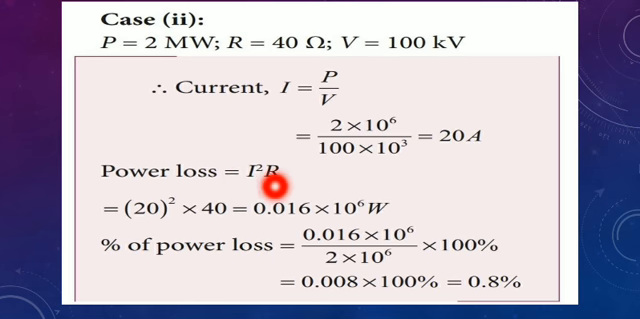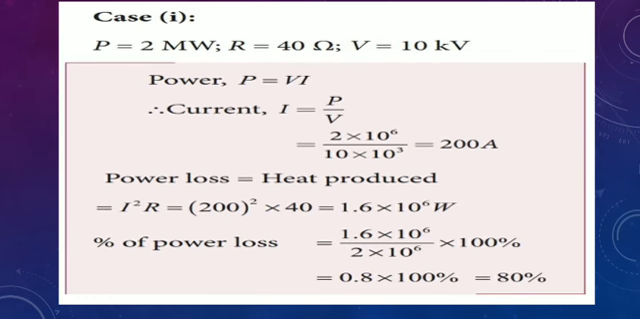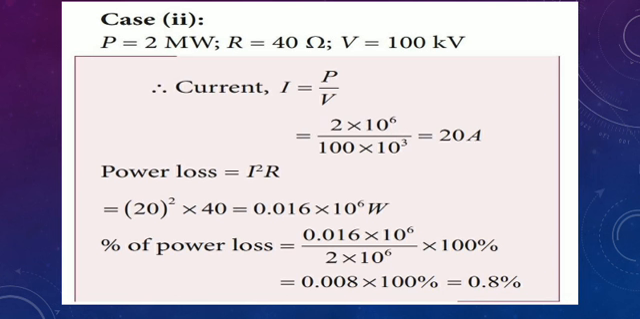Now come to the power loss. What is the power loss? I square R, 20 square into 40, therefore I can get 0.016 into 10 power 6 watts. Then the power loss divided by the given power, then into 100 percentage, therefore the 10 power 6 cancels, so 0.016 divided by 2 gives 0.008, into 100 percentage, therefore the power loss is 0.8 percentage. See, in the previous case, 80 percentage, and now 0.8 percentage.